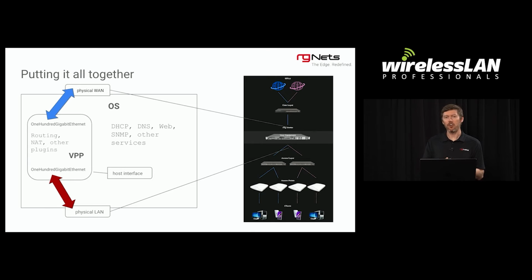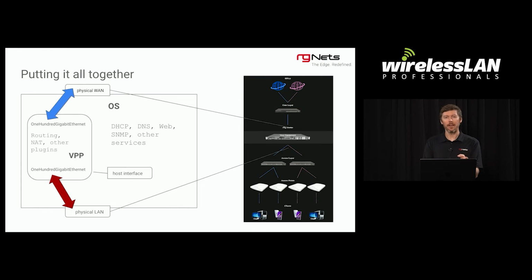So what does it all look like? Well, we have a simple diagram here that shows our internet access connected to our high core count server, or maybe it's a set of servers, connected to our service delivery network, all of our switches and access points. And when we blow that up, it looks something like this.